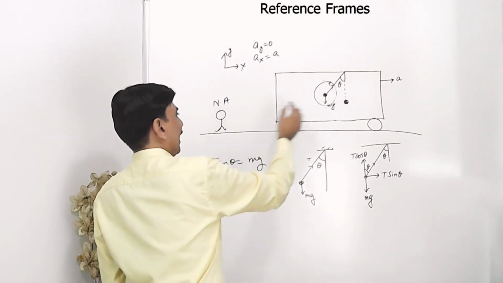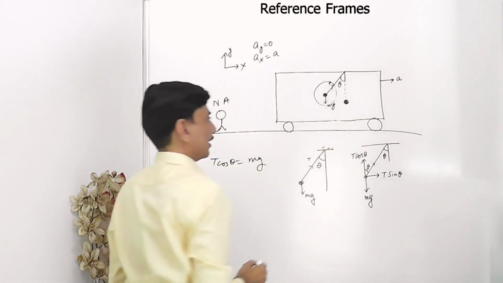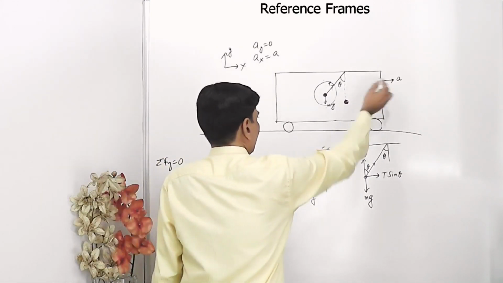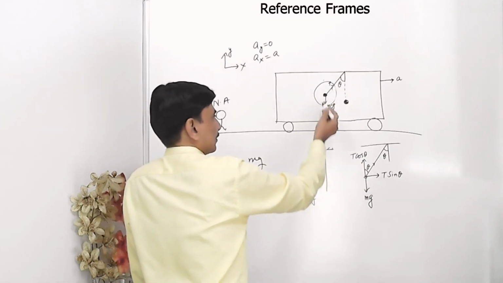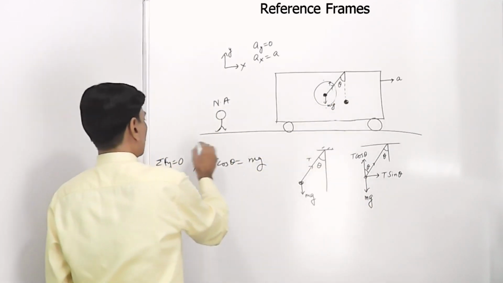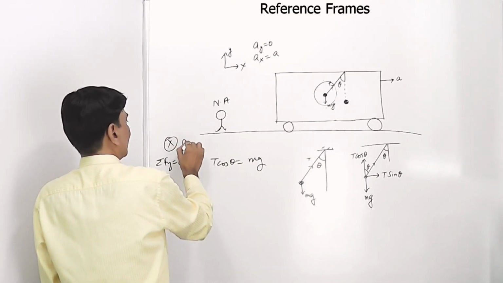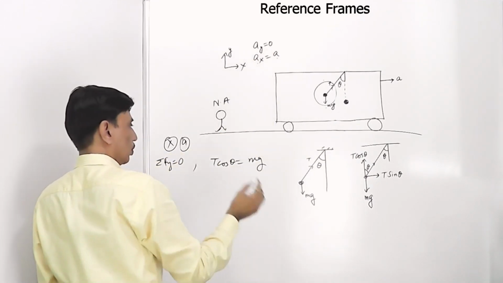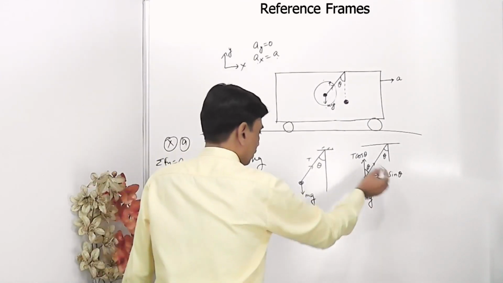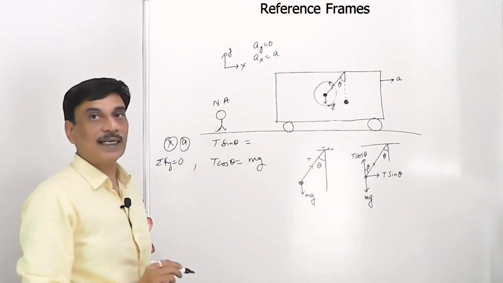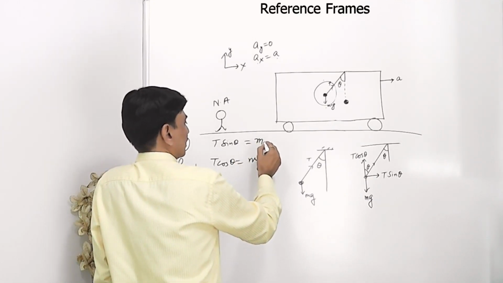What he observes along the x-axis is that this mass is going this way with the same acceleration as that of the car. If so, then obviously there has to be a force. What is the force along the x-axis which is responsible for its acceleration? That is T sin theta. So along the x-axis, he observes the acceleration ax is equal to a. So he writes the equation: T sin theta is the resultant net force along the x-axis that is responsible for the acceleration along the x-axis.